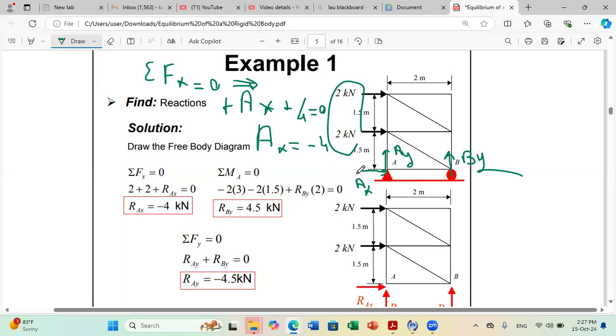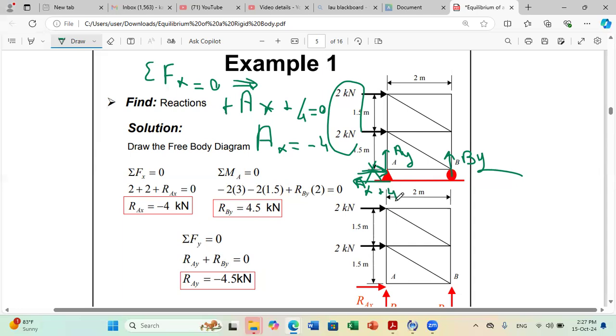You can keep ax in your figure like this, but now in the coming equations, when you replace ax, you replace it by a negative value. Or if you want, you can put the actual direction, and then you can deal with ax in this direction, and then you put plus 4.